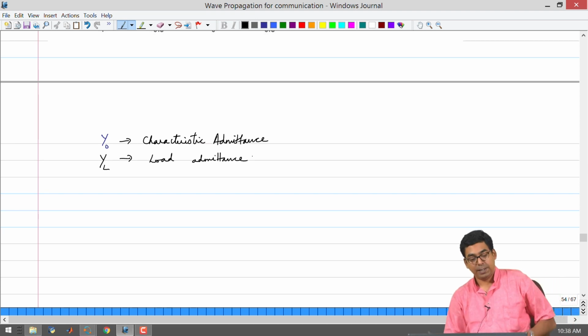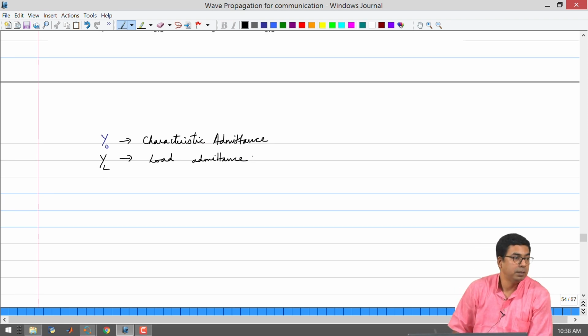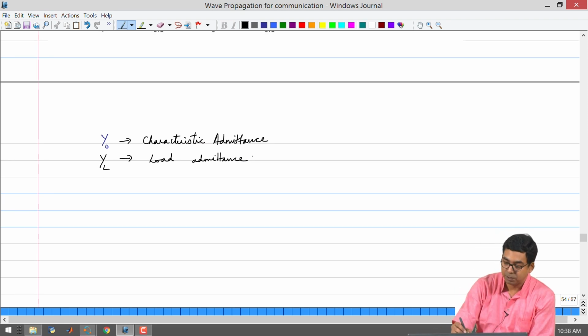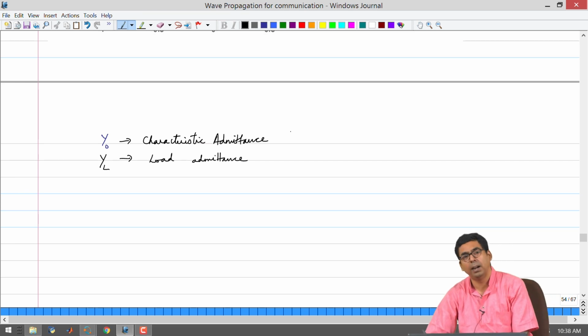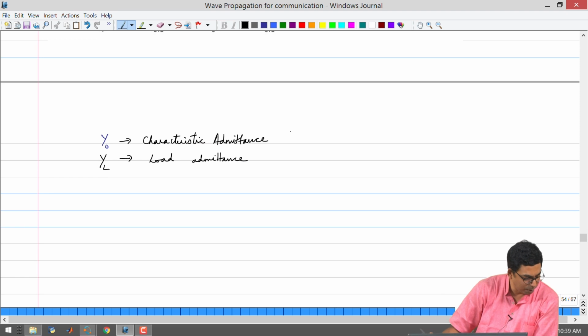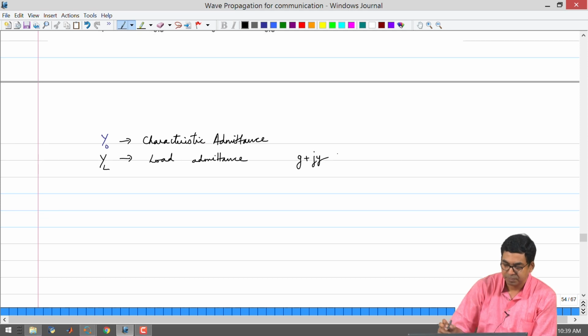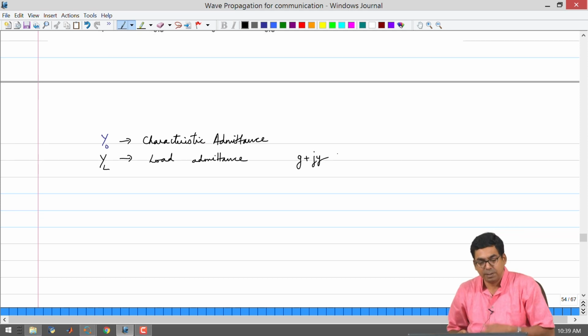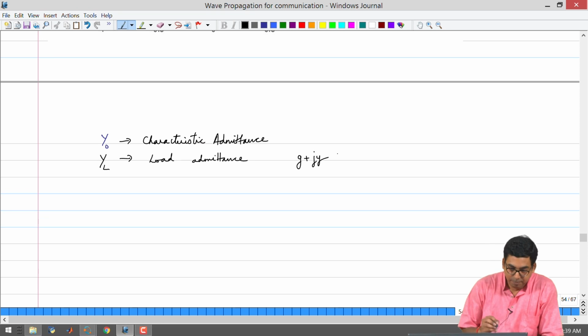Let us say that we are dealing with a lossless transmission line, which means that Y naught is going to have only a real part. YL could be anything, could have a real and an imaginary part, and you could write this as say G plus jY. Previously we had R plus jX, now you could write this as G plus jY, right.